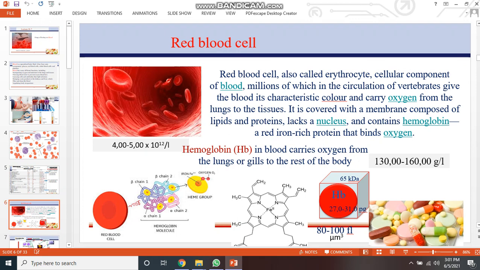Red blood cell. What is a red blood cell? As you can see, the red blood cell, also called erythrocyte, is a cellular component of blood, millions of which in the circulation of vertebrates give the blood its characteristic color and carry oxygen from lungs to tissues. It is covered with a membrane composed of lipids and protein, lacks a nucleus, and contains hemoglobin, a red iron-rich protein that binds oxygen. Hemoglobin, Hb, in blood carries oxygen from lungs or gills to the rest of the body.